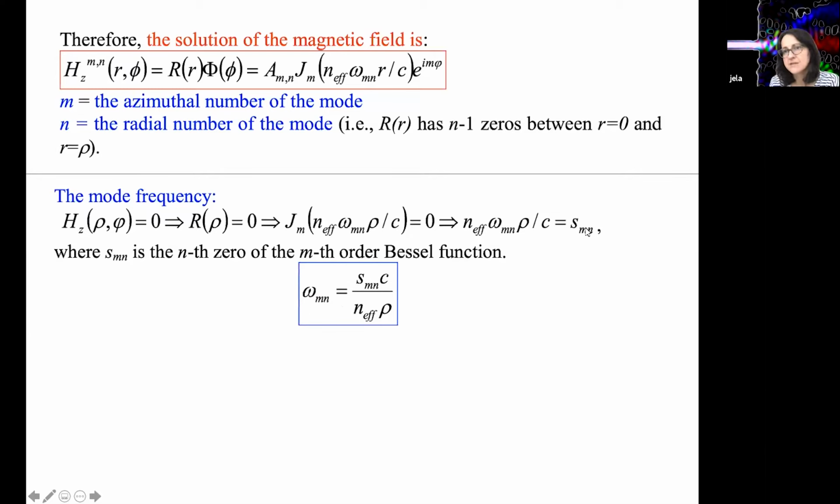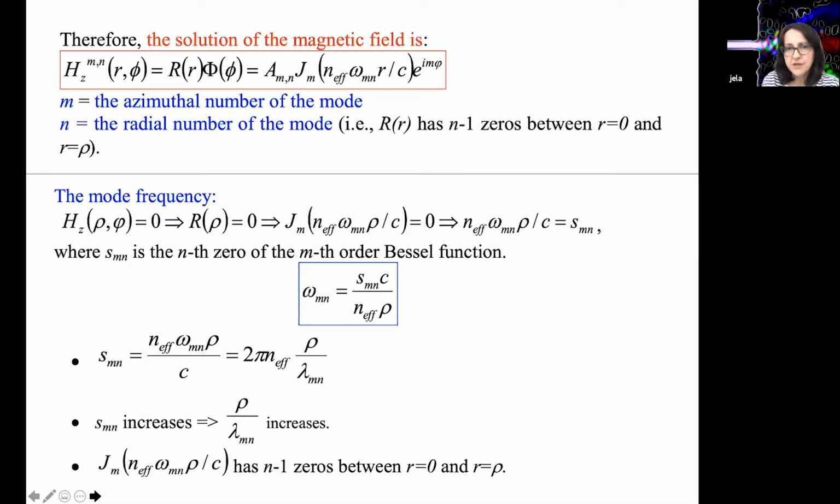So S_mn is the nth zero of the Bessel function J_m, and that has to be equal to the argument of the Bessel function when r is equal to rho, which allows you to find the frequency of a particular mode. So these two arguments are clearly important to keep track of, because one gives you the azimuthal number of the mode, and the other gives you the radial number of the mode, or the number of zeros in the radial direction, and that comes from your choice of a zero of a Bessel function here, right? Because you can cut it off at the first zero, second zero, third zero, and so on.